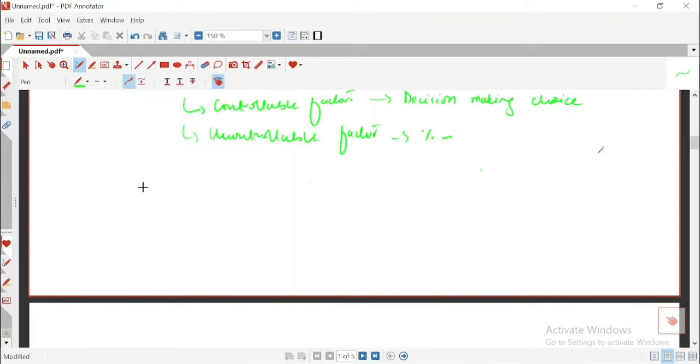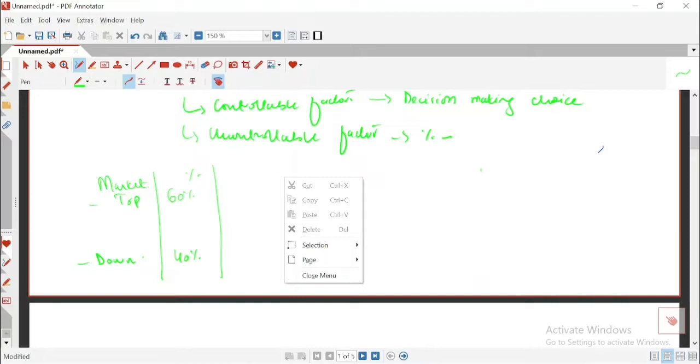एक एग्जांपल देखते हैं डिसीजन मेकिंग मैट्रिक्स की. That market top होगी meaning market is going to perform better, और मार्केट डाउन होगी. So this is the uncontrollable factor कि मार्केट का टॉप होना या डाउन होना. उसके परसेंटेजेस आपको बता देते हैं. For example there is a 60% chance that the market will be up and a 40% chance that the market will be down. अब आप क्या कर सकते हैं, आपके पास ऑप्शंस ये हैं.